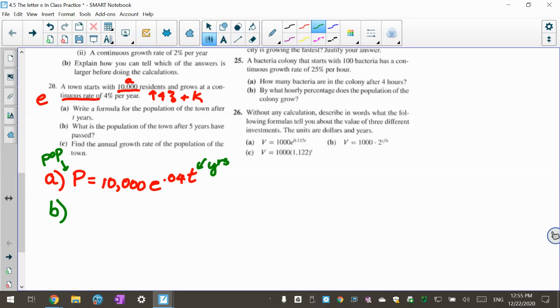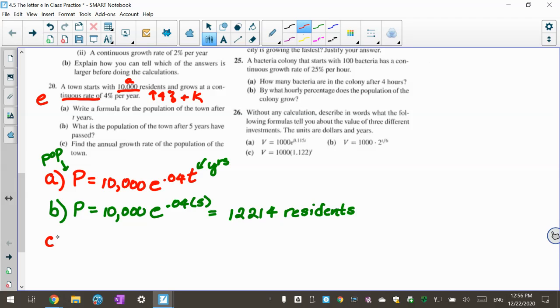B, what is the population of the town after 5 years have passed? All you need to do is plug in 5. So P is 10,000 e to the 0.04 times 5. When I put that in my calculator, I get 12,214 residents. If I were to get a decimal, I would round up or down because we're talking about people, so you don't want to have part of a person.